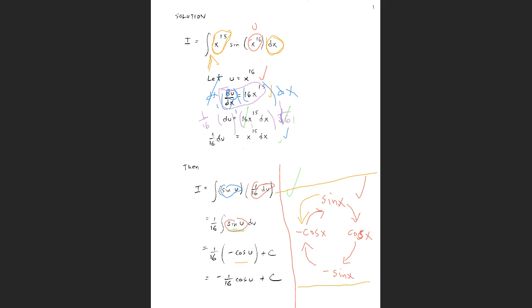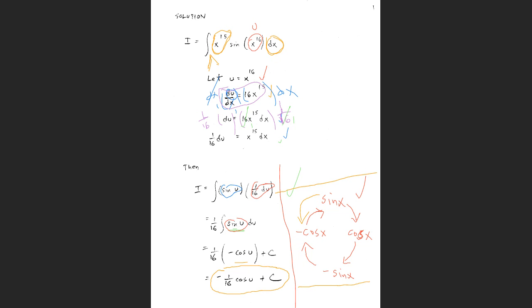Thank you. So, is our answer going to be negative 1/16? Is our antiderivative negative 1/16 cosine u plus a constant? I mean, are we done with the problem? No. What do we have to do?